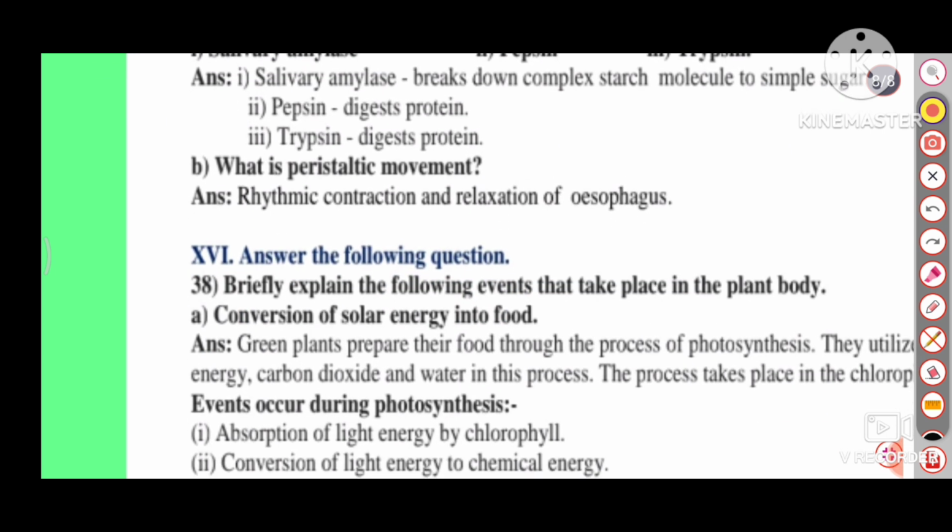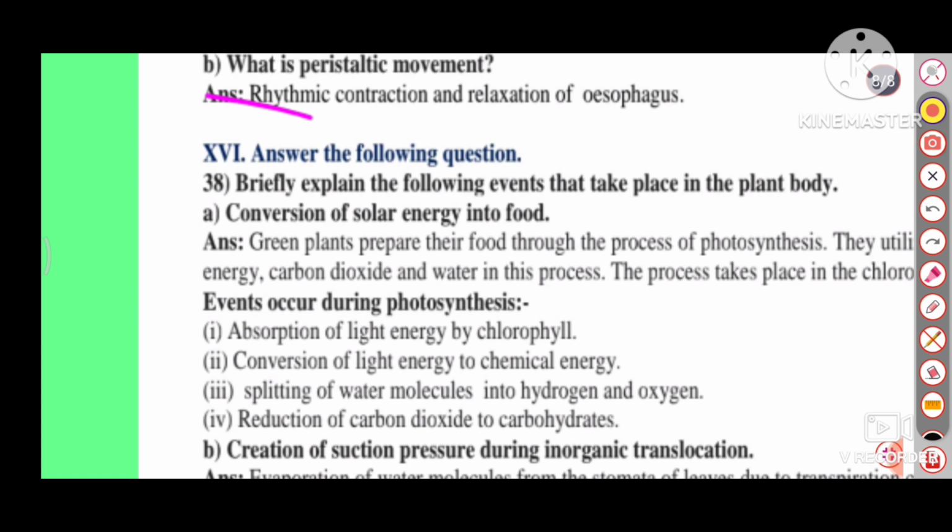Next question: what is peristaltic movement? Rhythmic contraction and relaxation of the esophagus. Next question: answer the following questions. Briefly explain the following events that take place in the plant body. Conversion of solar energy into food.